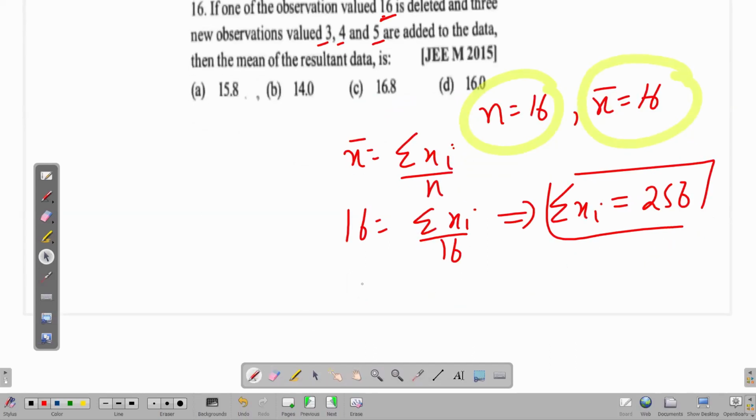We have to find the new mean when we replace one observation, which is 16, by 3, 4 and 5. Then my new mean would be 256, the sum of the observations. We have to subtract 16 from here, and in place of this, I have to add 3 plus 4 plus 5.